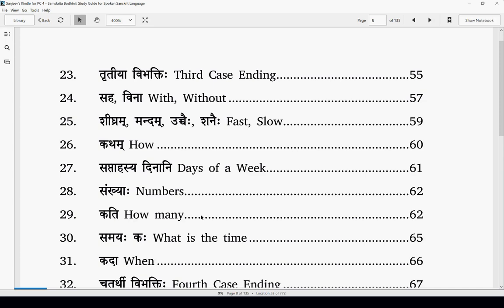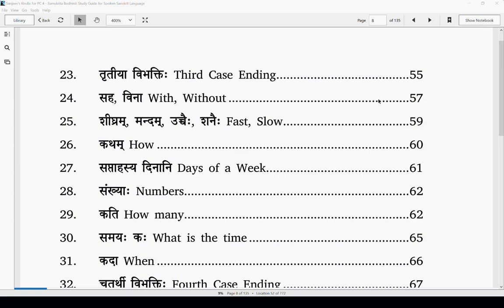The sahavina. So when there is saha, what happens? How do we use saha in a sentence? Tritiya vibhakti. Ramena saha gacchami. Jalam vina jivanam nasti. That is correct. For saha we use tritiya, like ramena saha, balakena saha, bhavatya saha, etc.